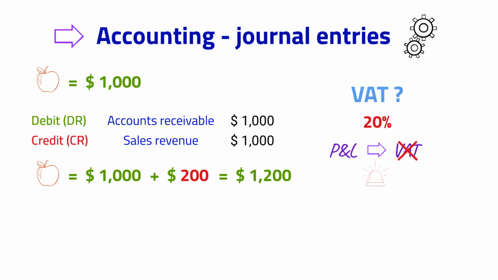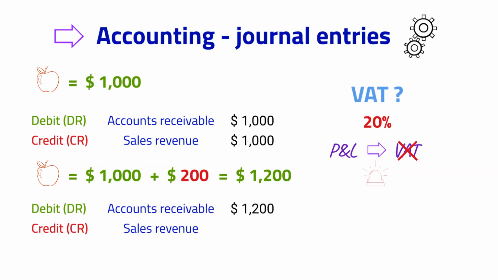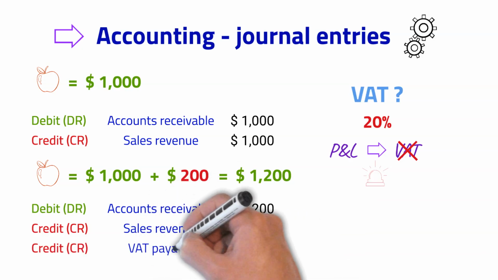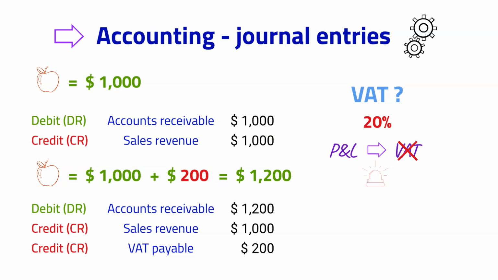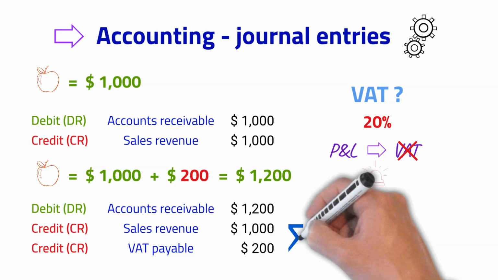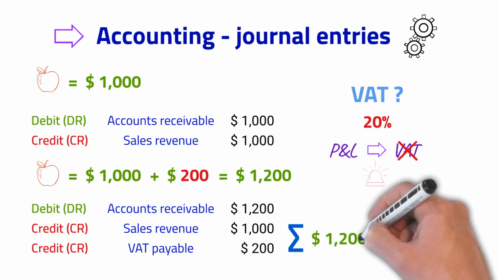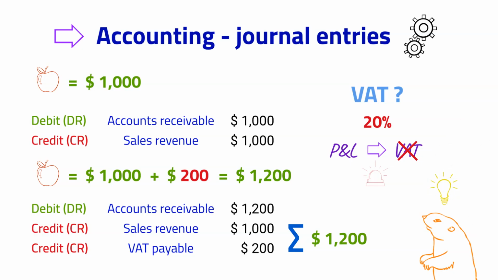So, how do you reflect that in accounting? The journal entry for the sale with VAT would be: debit accounts receivable $1,200, credit sales revenue $1,000, credit VAT payable $200. The receivable is the full amount, as you do expect $1,200 from your customer, but then $1,000 belongs to you and $200 you need to pay to the government. So you record a liability for that. 2 credit entries which add up to $1,200. And in the T accounts world it will look like this.